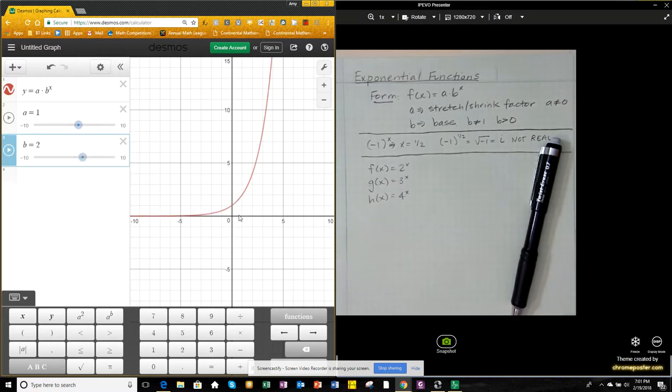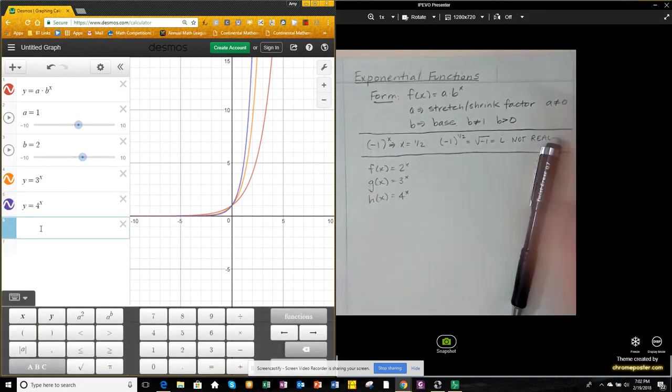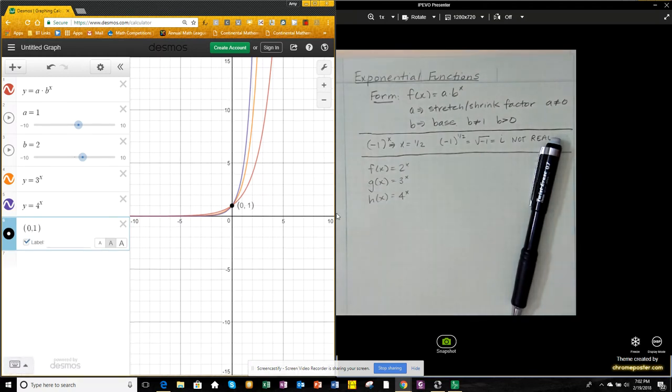Here it is. And if I let b equal this on a different graph, 3 to the x. Well, goodness, this looks like it's growing a little bit faster. I let y equal 4 to the x. Grows even faster. They all are passing through this one unique point, which is (0, 1). Think about it. Anything raised to the 0 power is 1. And that's why it's going to pass through the same point.